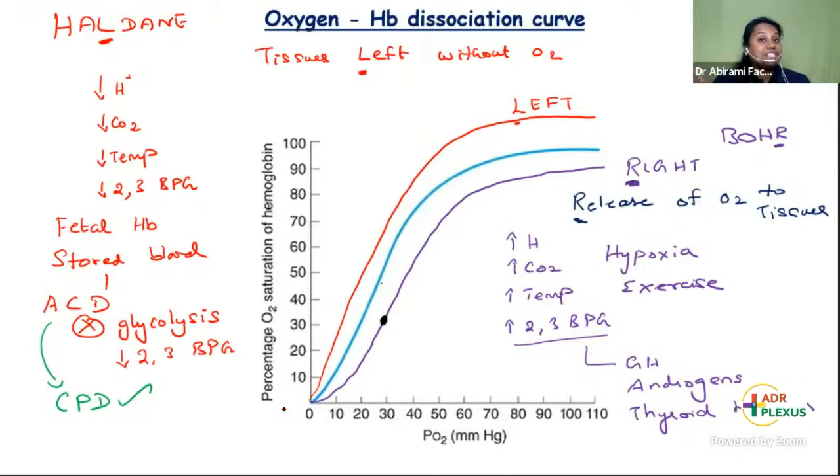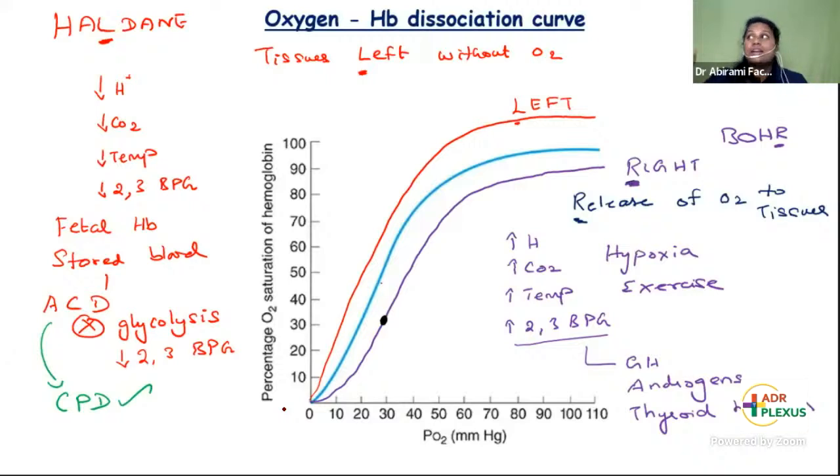Abnormal curves, right shift: R for right, R for release of oxygen to tissues, R for Bohr effect. And when you say right, all positive, increasing factors: increase H plus, increase CO2, increase temperature, increase 2,3 BPG. Few other factors which cause right shift: whenever the tissues need more oxygen, as in hypoxia, exercise, all this can cause a right shift.